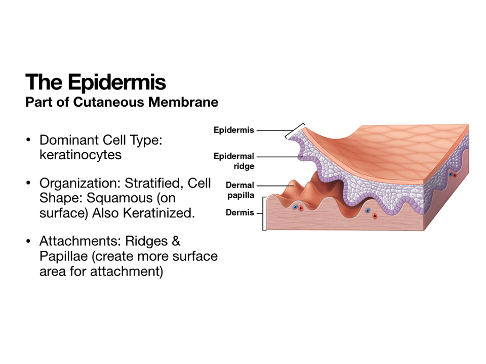The dominant cell type of our epidermis is our keratinocytes, which is that protein layer which helps make our skin waterproof and tough. Its organization is stratified. Its cell shape is squamous, which is on the top of the surface, and is also keratinized. These attachments are the ridges and the papillae, which we talked about, which create that more surface area for attachment.